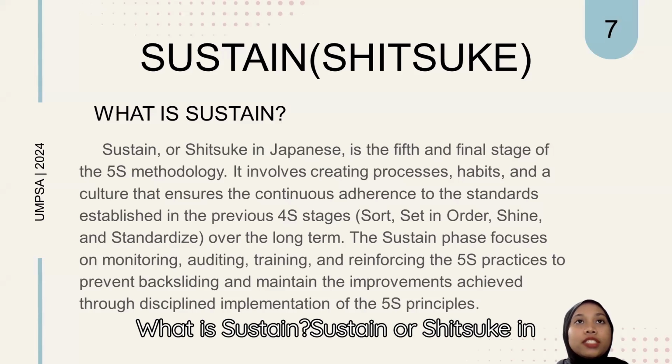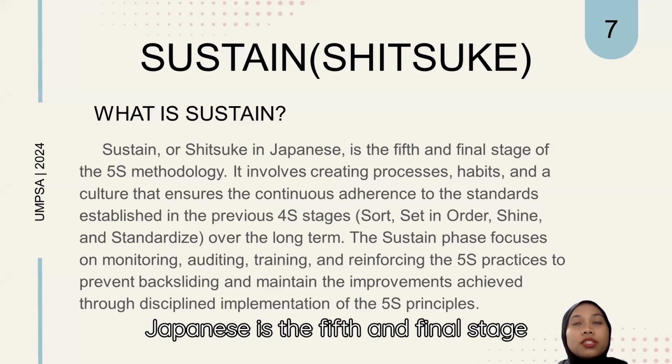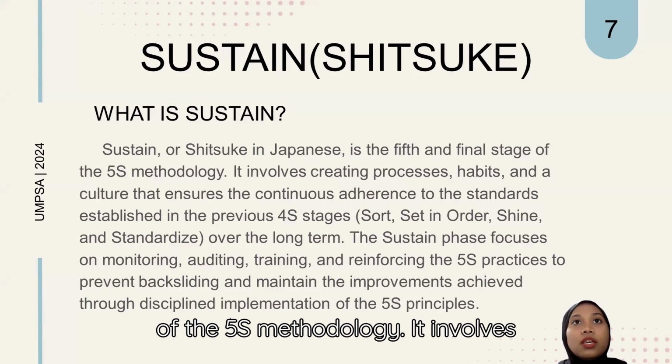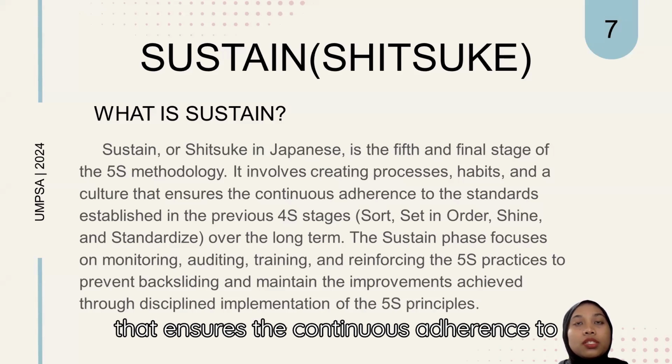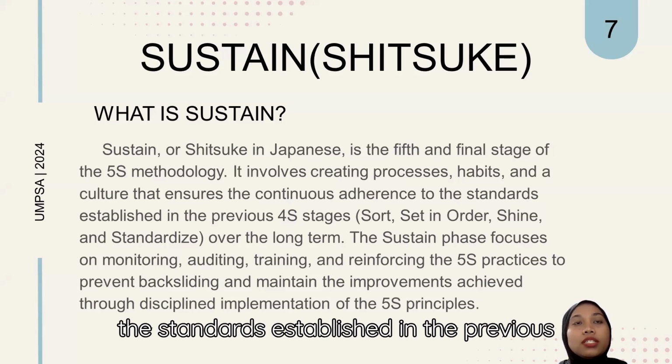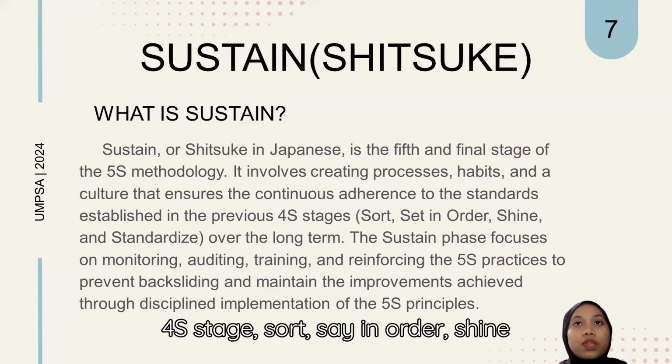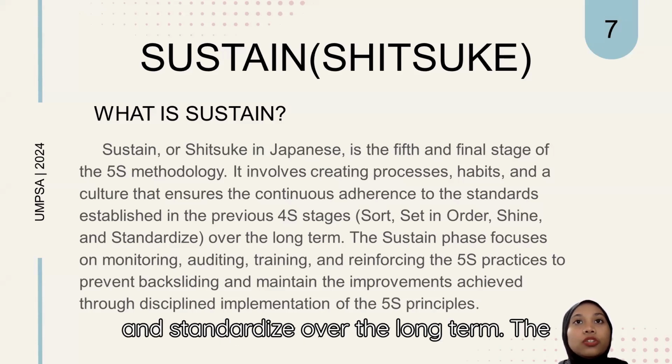What is sustain? Sustain, or Shitsuke in Japanese, is the fifth and final stage of the 5S methodology. It involves creating processes, habits, and a culture that ensures the continuous adherence to the standards established in the previous 4S stages: sort, set in order, shine, and standardize, over the long term.